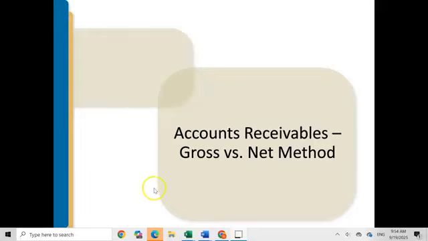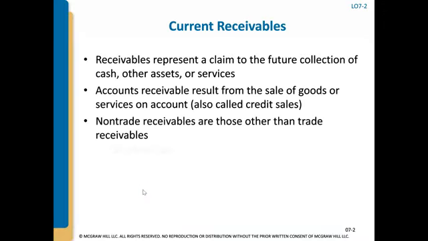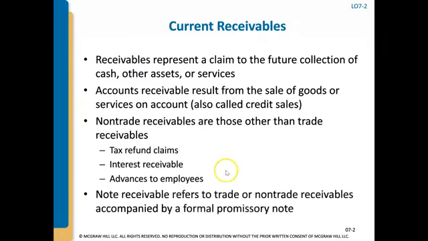Hello. Today we're going to be talking about accounts receivable and how to book them, the gross versus net method. First, let's just start with talking about what is a receivable. A receivable represents a claim to a future collection of cash and other assets or services.